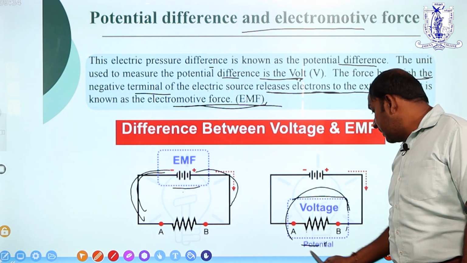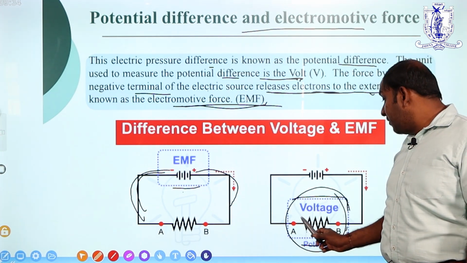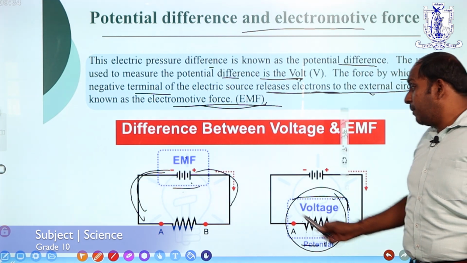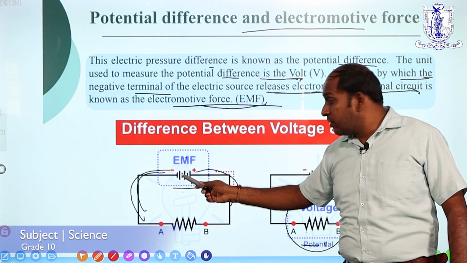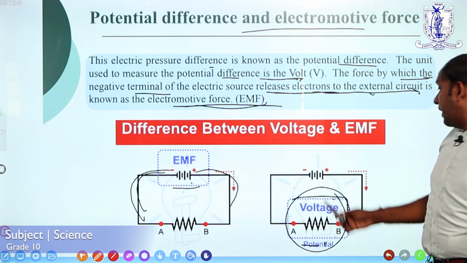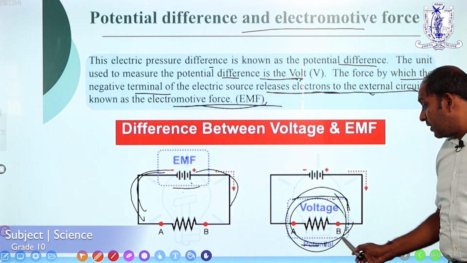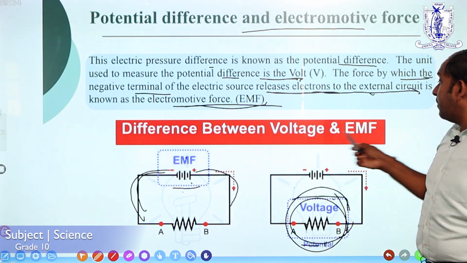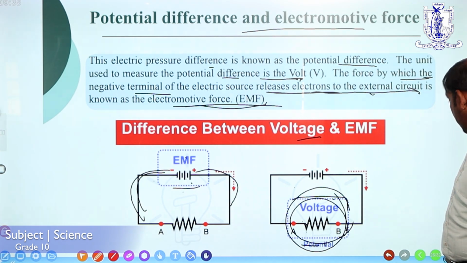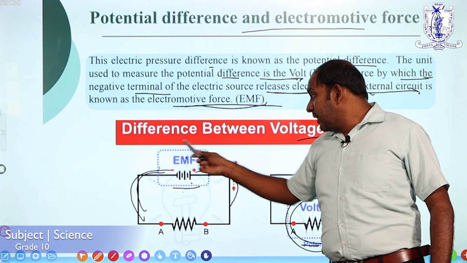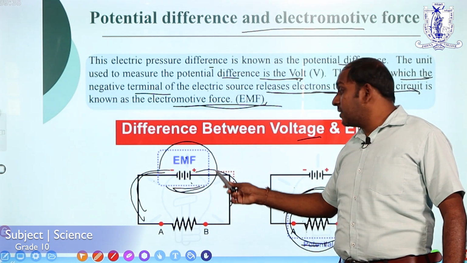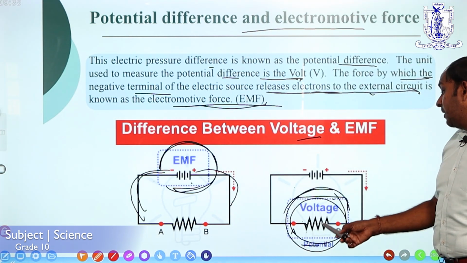The voltage means the potential difference. Here, the potential difference, important, and the electromotive force, EMF. The battery internally creates a force that releases electrons from the negative terminal to outside the source. This is the EMF, and the voltage is what drops across the load. This is the difference between the EMF, the electromotive force, and voltage. This is a simple thing to understand, EMF and voltage. Later, at a higher grade level, you will learn how to calculate EMF and voltage.